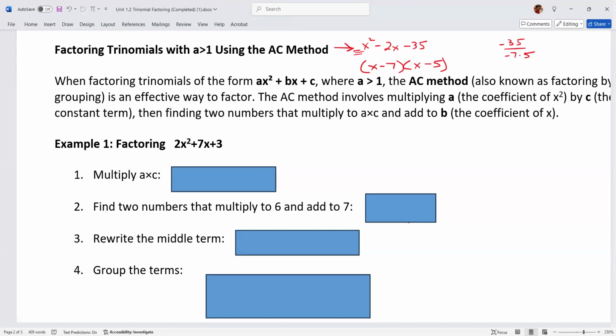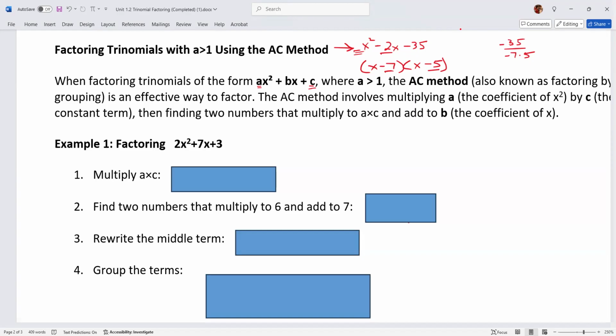They multiply to negative 35. They add to negative 2. Once we find that combination, those two numbers become the second number in each binomial. Okay, so pretty simple. Now, what happens when there is a number in front of the x squared term other than the implied 1? You can see that A represents that coefficient of the x squared term. C is the constant value.